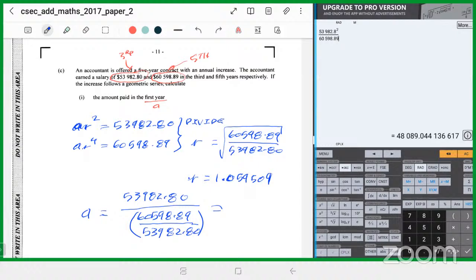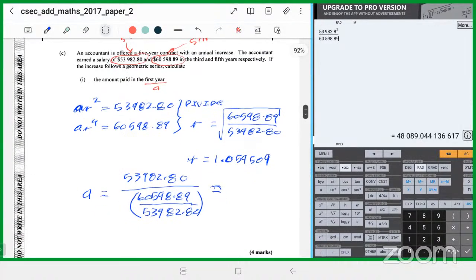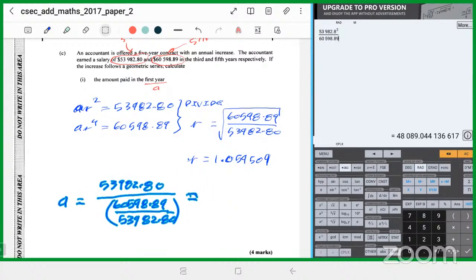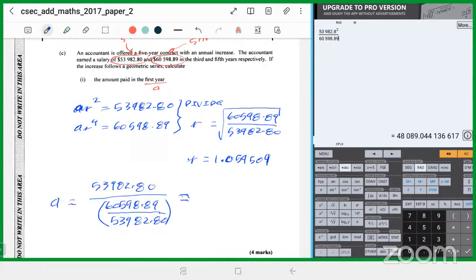But because it's money, let's put two decimal places, right? That's the amount in the first year. And I also know my R. So I'm going to put the dollar sign on it now. Dollars 48089.04. That's the amount that he started out with.